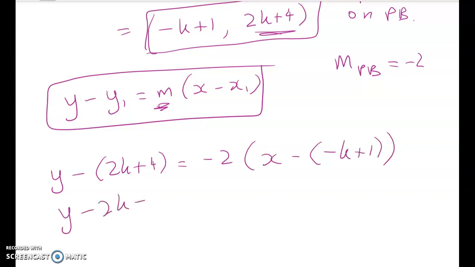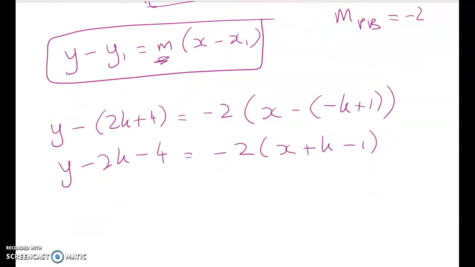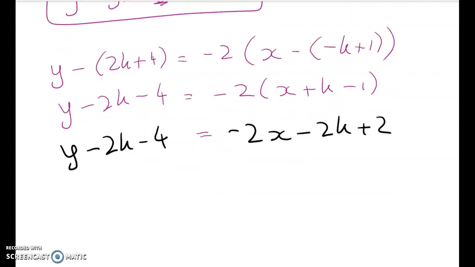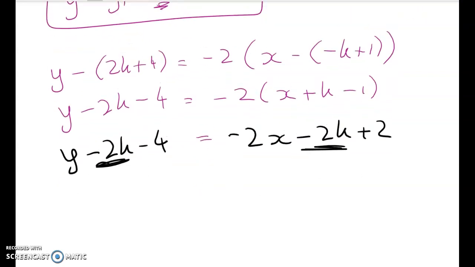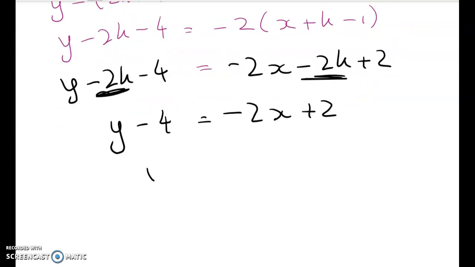Expanding everything out, we get this. And here we get negative 2 times (x plus k minus 1). So on this side now, just switching to a nicer pen, we've got negative 2x minus 2k plus 2. And you can see that I've got minus 2k here, minus 2k here. So that disappears. I'm doing this with every single little step. Finally we get y equals negative 2x plus 6.